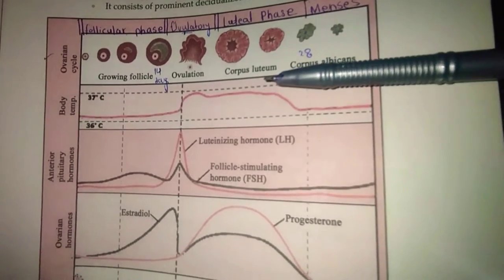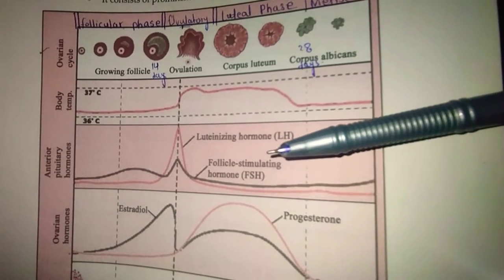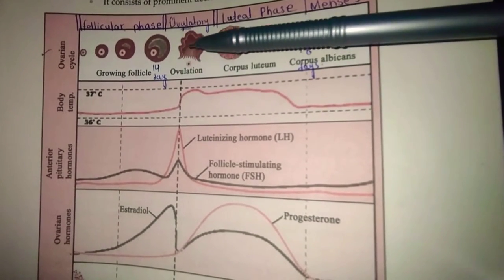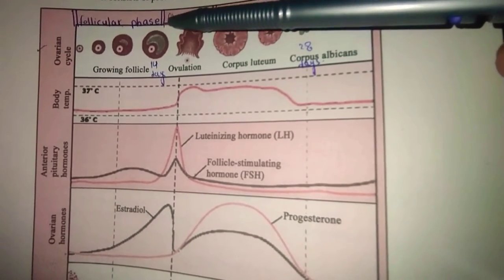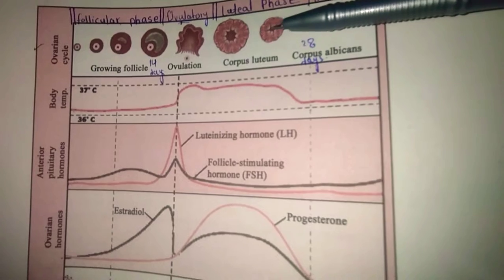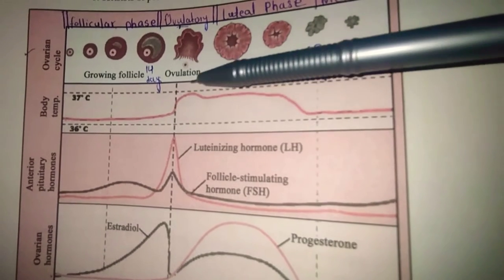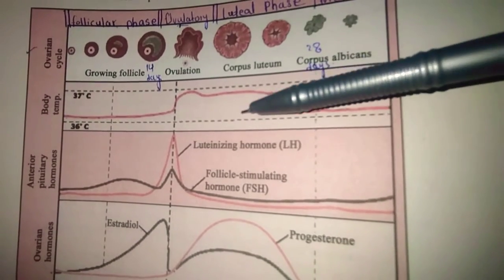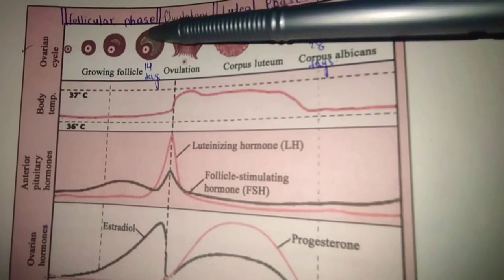Today we will talk about the menstrual cycle, and we will mainly talk about the ovarian cycle. It has three phases, as you all know: follicular phase, ovulatory phase, and luteal phase. Follicular phase lasts for 14 days, ovulatory phase lasts for 1 or 2 days, luteal phase lasts for 10 to 14 days. So the cycle consists of 28 days, or maybe it may be short or long, from 21 days to 35 days.